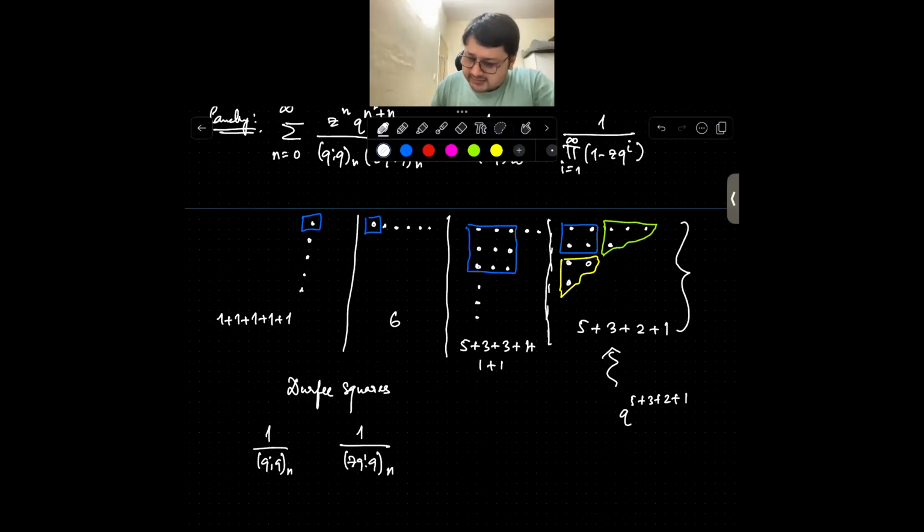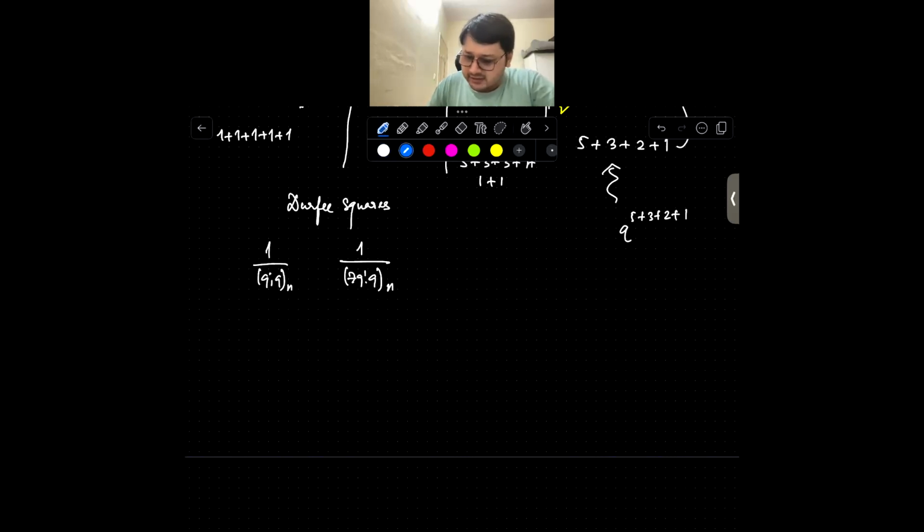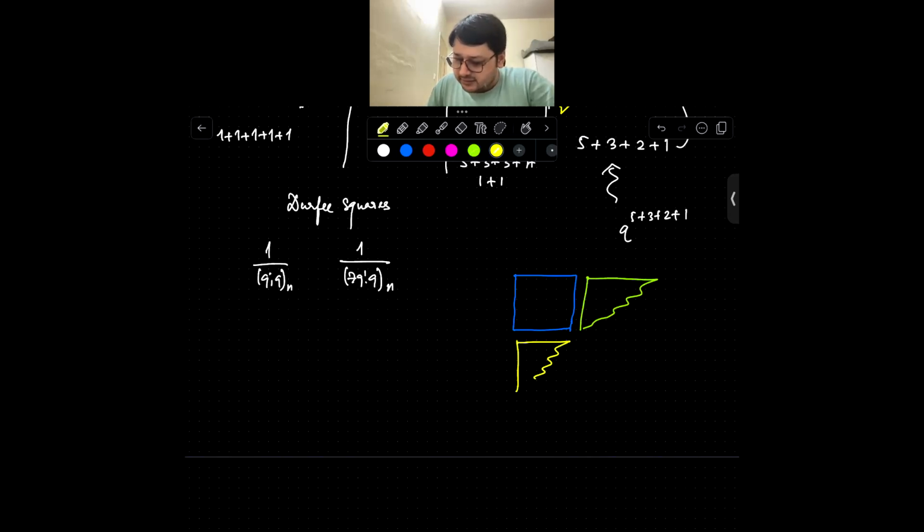So if you think about this, let me draw a better picture. Okay. So if you think about this, you have a Durfee square, which is enclosed by this blue square, and then you have a partition which is adjoining the Durfee square, and you have another partition which is below the Durfee square. Okay, so these are the three pieces that I have shown you. Now, if you think about this, this is going to be a partition where the number of parts is less than or equal to n if the side length of the Durfee square is n. Okay, so the number of parts is going to be less than or equal to n.